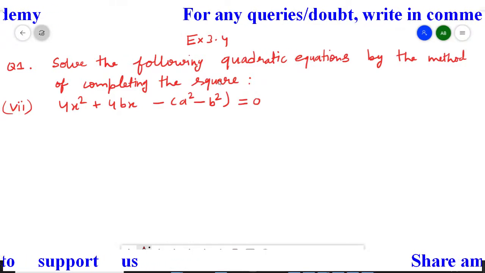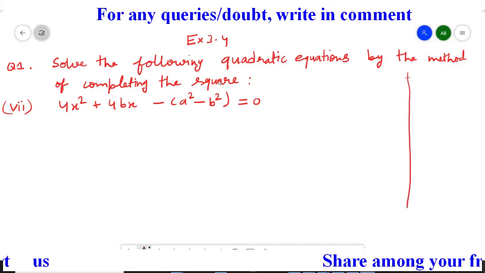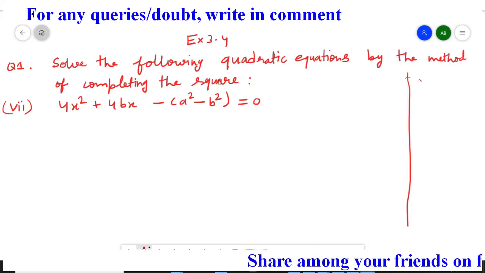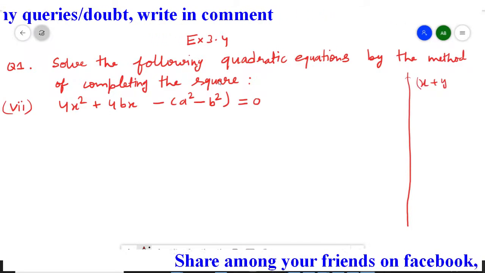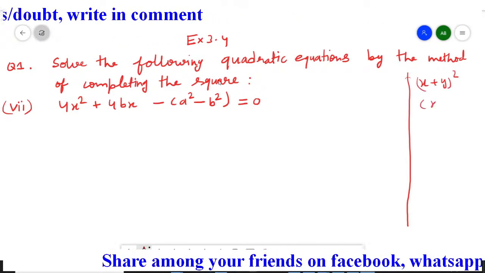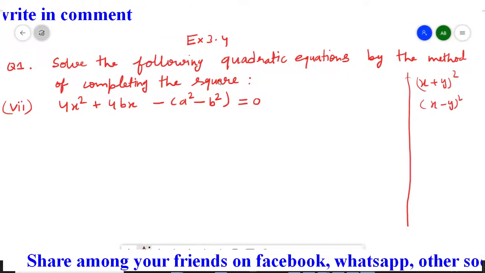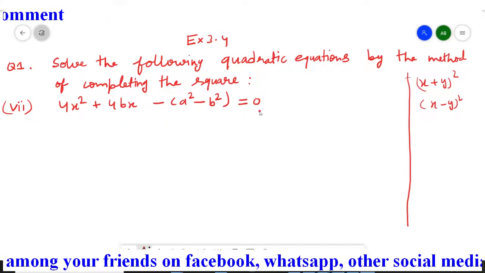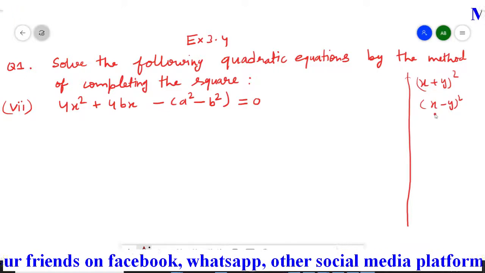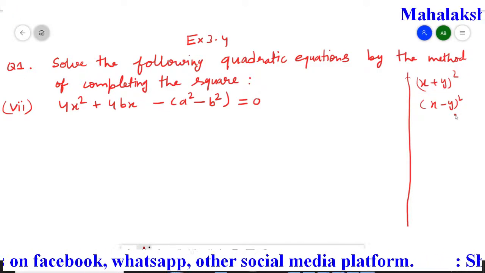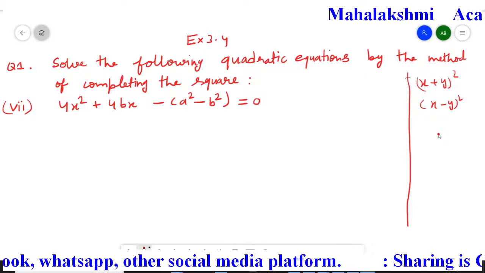In the completing the square method, what we have to do is convert the complete equation into the form of either (x plus y) whole square or (x minus y) whole square. So this complete equation we have to convert into the form of (x plus y) whole square or (x minus y) whole square. So we'll start the steps.